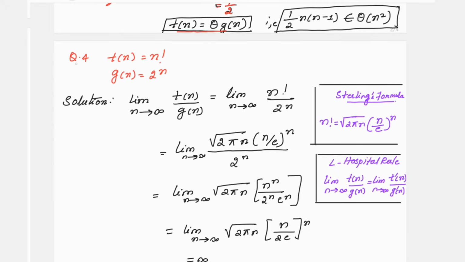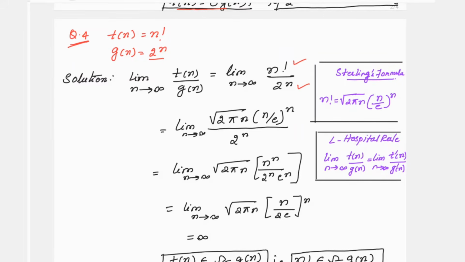Let us see one more example. This is the fourth example here. t of n is n factorial. g of n is 2 to the power of n. So when you substitute here, t of n is n factorial, g of n is 2 to the power of n, limit n tends to infinity, n factorial divided by 2 to the power of n. Now in this case we have to make use of two formulas. One is Stirling's formula, and the other one is L'Hopital rule, not hospital. So let us apply these formulas here.